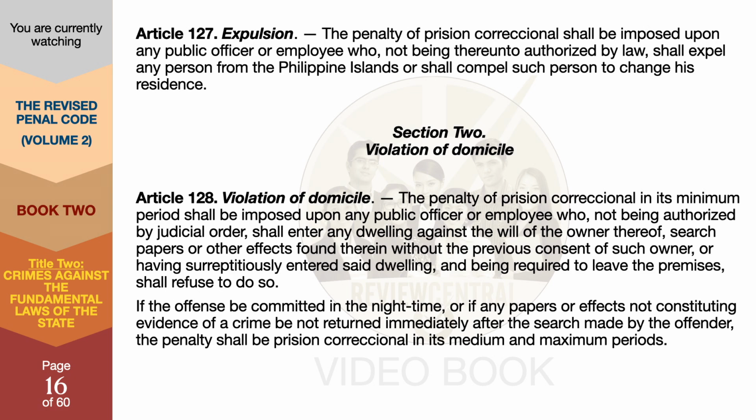Article 128. Violation of domicile. The penalty of prisión correccional in its minimum period shall be imposed upon any public officer or employee who, not being authorized by judicial order, shall enter any dwelling against the will of the owner thereof, search papers or other effects found therein without the previous consent of such owner, or having surreptitiously entered said dwelling, and being required to leave the premises, shall refuse to do so.